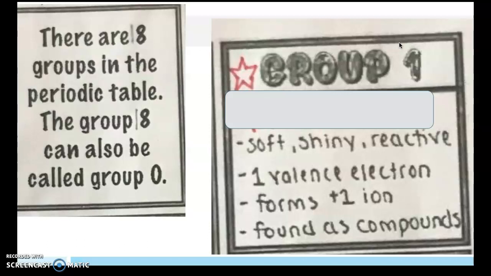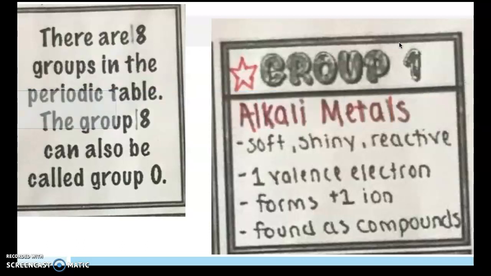We've already talked about a lot of these groups before, but we're going to go over it one more time. Group number 1, do we remember our special name for group number 1? We should have written it down yesterday in our periodic table, or Monday in our video lecture, the crash course video. Group number 1 are called the alkali metals. They're soft, they're shiny, and they are very, very reactive. They have 1 valence electron. They will form a positive 1 ion.